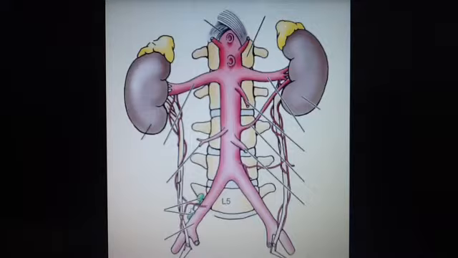And let's look for the branches of the left superior vesical artery. Right here. And where is the inferior mesenteric artery? That's right here. How about the accessory left renal artery? That's right here.